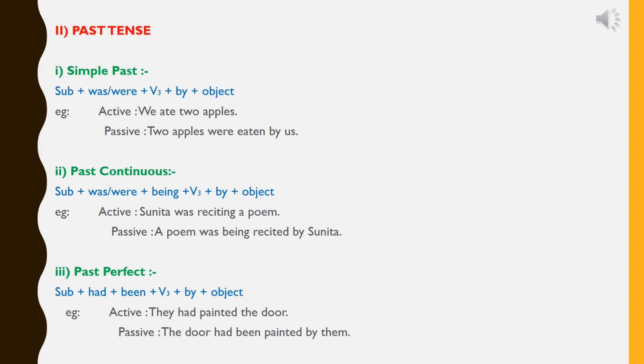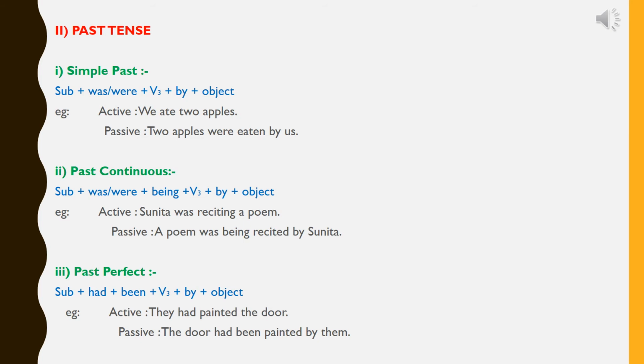Example, Sunita was reciting a poem. This sentence is in past continuous tense in active voice. We will convert it into passive voice by using the formula, and the sentence will be, a poem was being recited by Sunita. Next is past perfect tense.